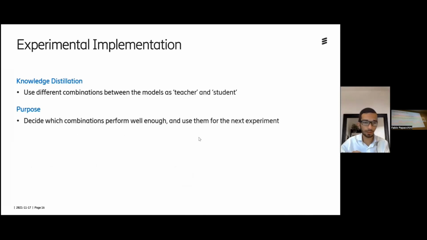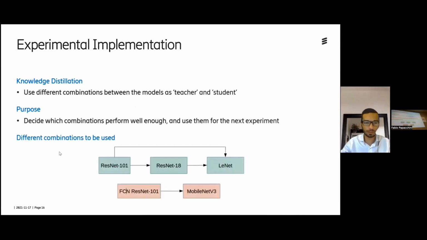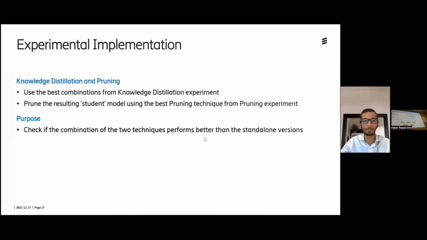And then we applied only knowledge distillation on different combinations between the models as teacher and student. Our goal was to decide which combination performed well enough and use them for the next experiments. We can see that we used 5 different combinations, and each arrow here represents a combination, beginning from the teacher model ResNet 101 pointing to the student ResNet 18.